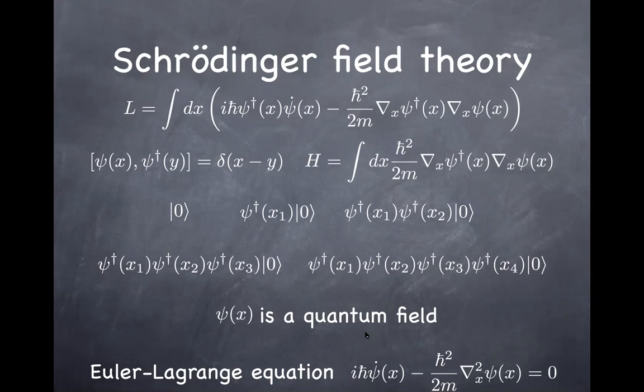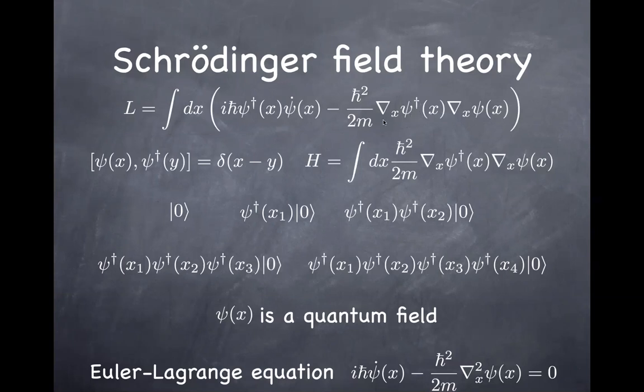It's a function of space, that's a field, and it's quantum because it's an operator. But the reason why this particular theory is called the Schrödinger field theory is that if you derive the Euler-Lagrange equation out of this Lagrangian by taking the variation with respect to psi dagger, the variation gives you delta psi dagger multiplying i h bar psi dot minus h bar squared over 2m, and I have the spatial derivative of delta psi dagger.